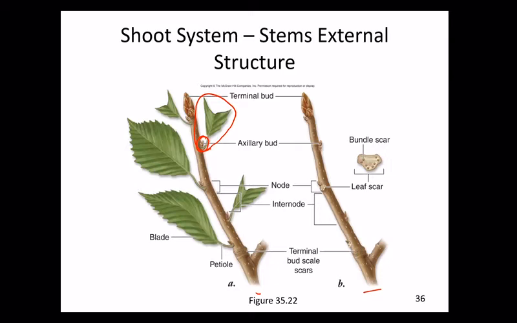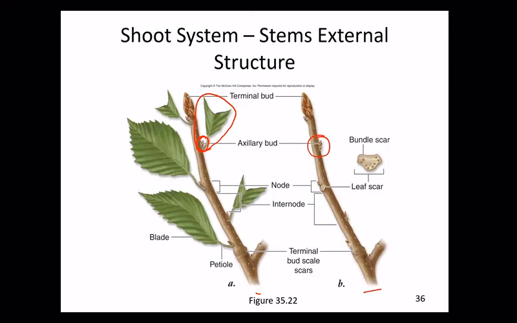And the auxiliary bud is what's going to provide for the growth after the leaf has been removed. So in the fall, when trees lose their leaves, they'll use the auxiliary bud in the spring to begin to grow a new leaf or a new branch out of the stem itself.